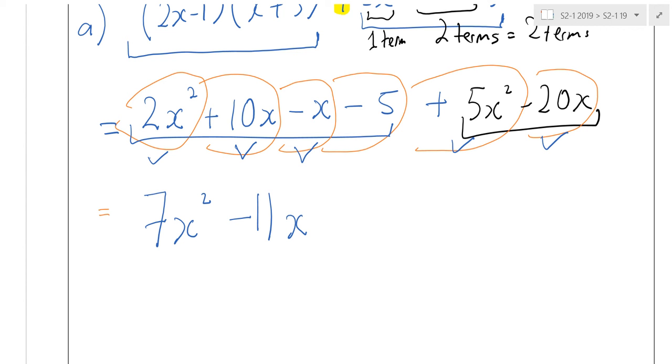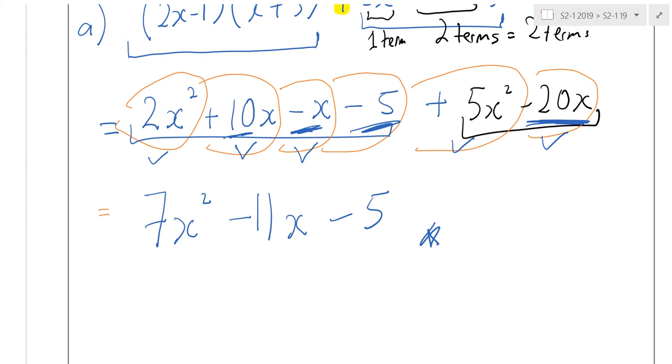Yes or no, Tai Xin? 10 minus 1, 10 minus 1 minus 20. Do you get minus 11? Benjamin, pick up another one. Is it minus 11? Okay, last one. Minus 5 is alone, so just put minus 5. Do you understand? Oh, okay.